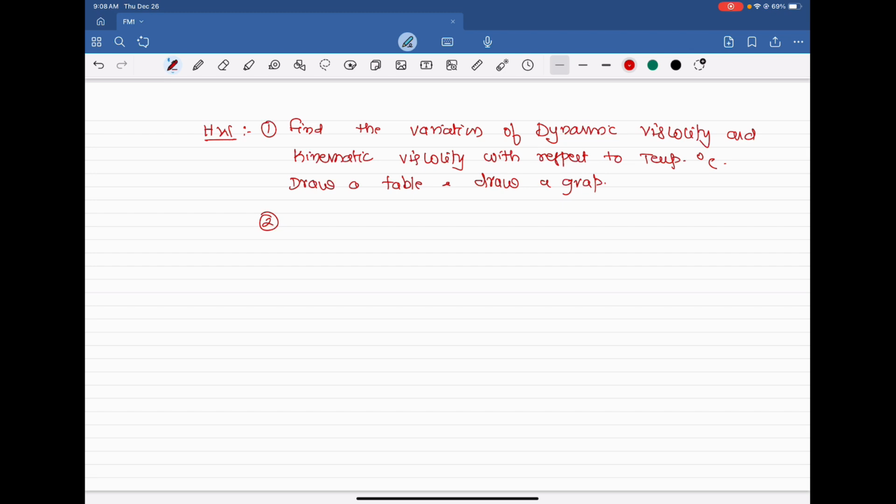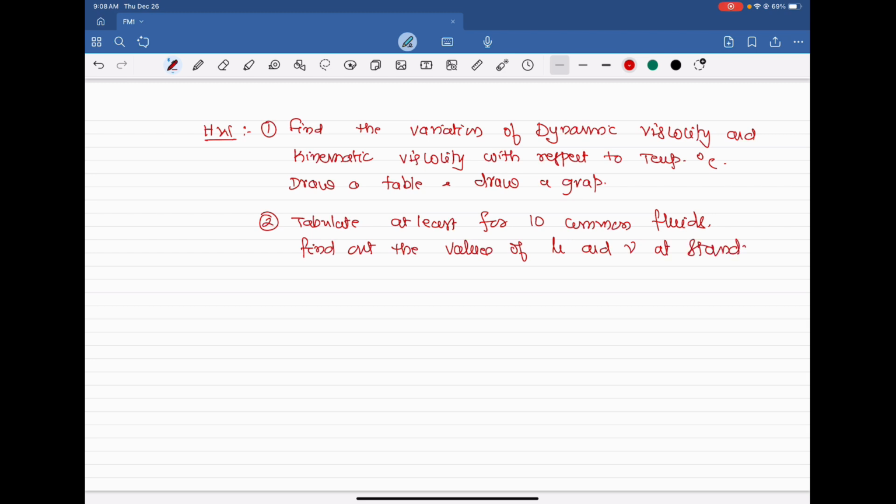Number 2. Tabulate at least 10 common fluids. Find out the values of dynamic viscosity and kinematic viscosity at standard temperature and pressure.